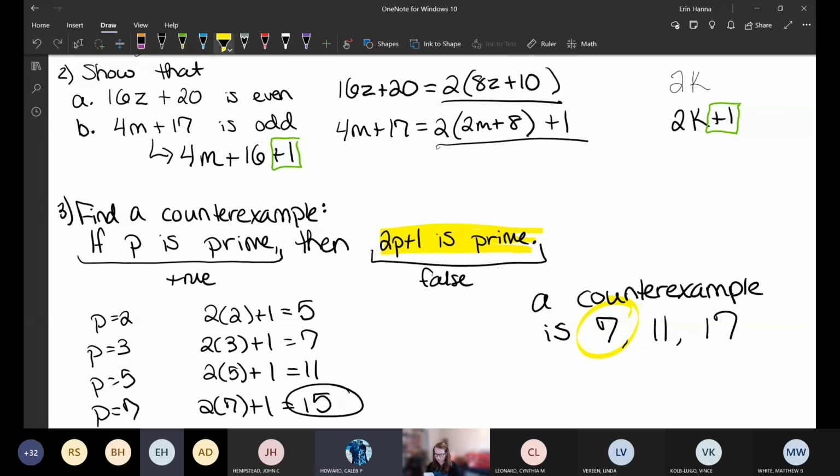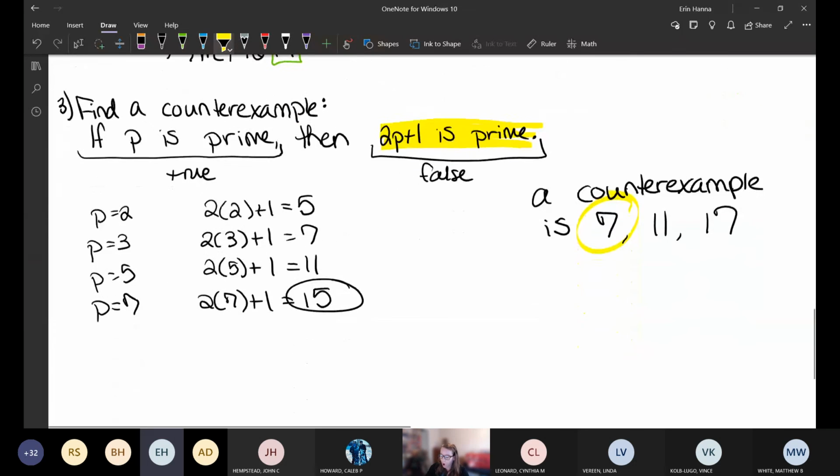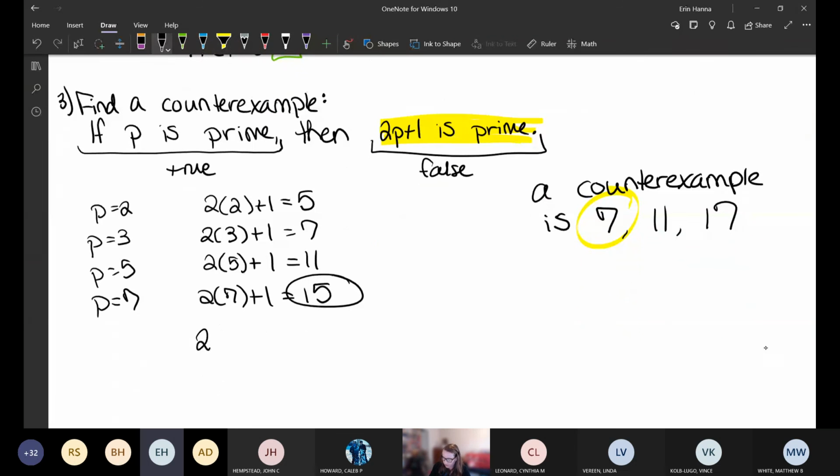I don't think so. I think I checked that one. Let me see. 2 times 13. My calculator's angry because its battery is low. So 13 won't be a counterexample because if we find this, we'll get 27. And 27 is divisible by 3. So it's not prime.